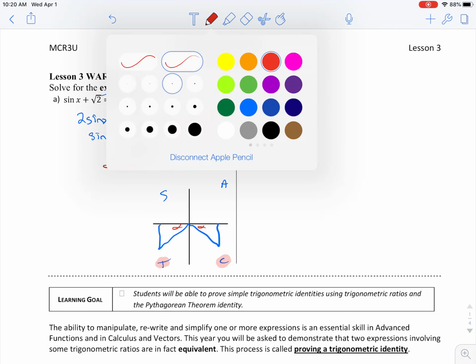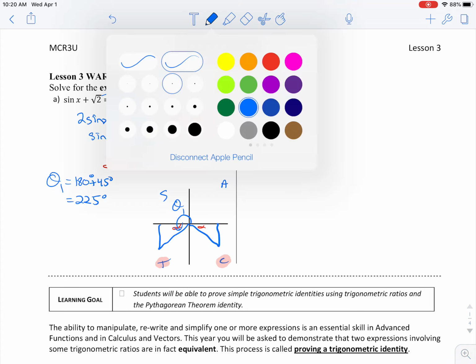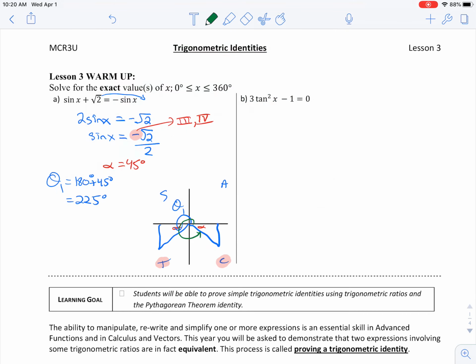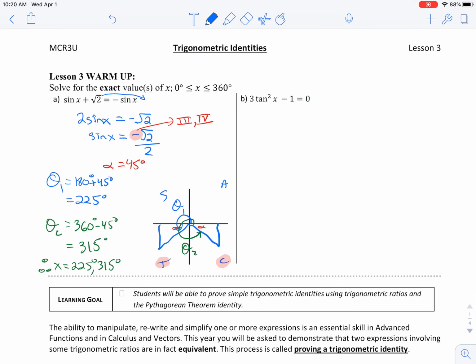My related acute angle is inside, and then what I need to figure out is alpha 1, or theta 1 rather, and theta 2. So I got theta 1 is 180 plus 45 degrees. So that's going to be 225. And then the second one here, theta 2, is going to be 360 minus 45. So that's 315. So it is called x in this case, so therefore it's not theta, it's x equals 225 and 315. And we're good. So hopefully that's not too bad.